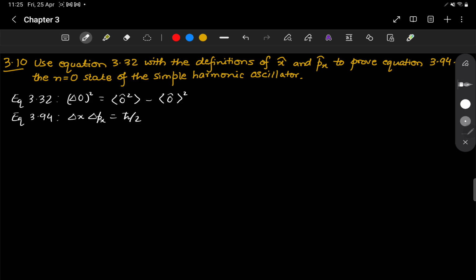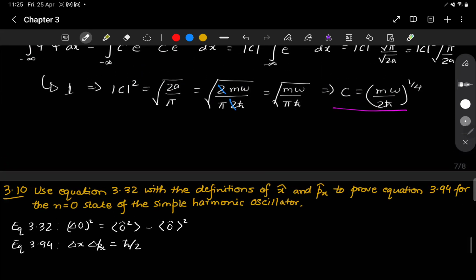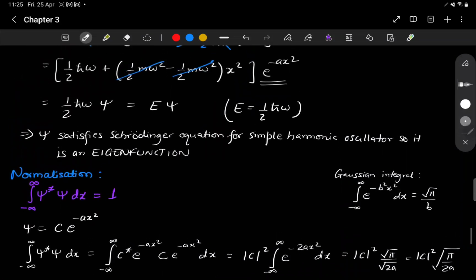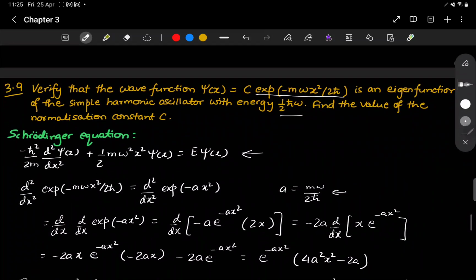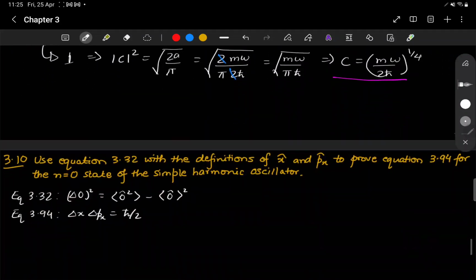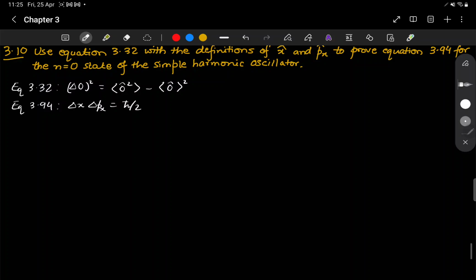So let us now make use of the wave function that we made use of in the previous question. This was the wave function, and let us evaluate the variances. So first let us work with the x operator. So psi n of x is the following.